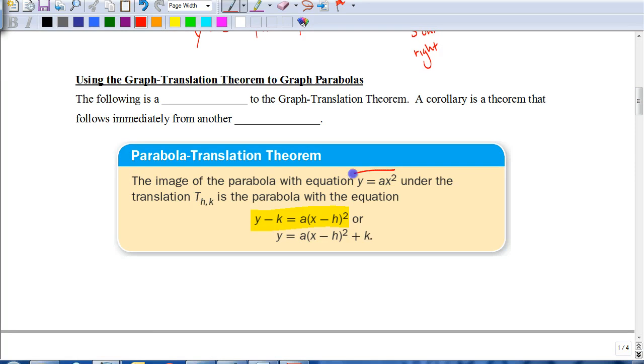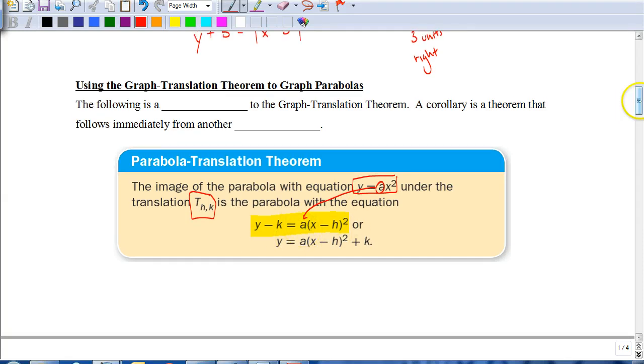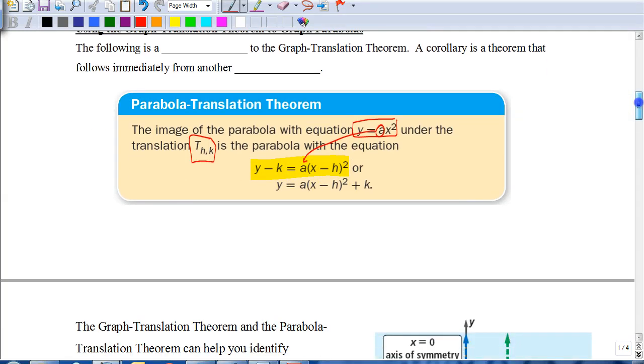Now, if we took y equals ax squared, that's a general form or parent function for a parabola. And if we applied the graph translation theorem to a parabola, where if I had a translation, like they say of h and k here, we would have this new equation. It would be y minus whatever k is equals this a, we're going to talk about at a later point, it stays the same. And then we're going to replace x with x minus h. So it'll be x minus h in parentheses squared. Now this equation is very important. It's very unique. There's a special name that we call this. So let's look at the next page.